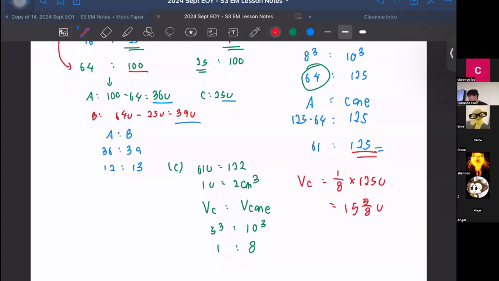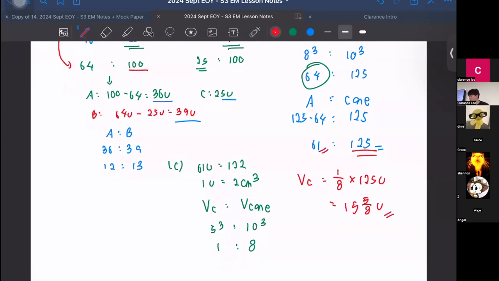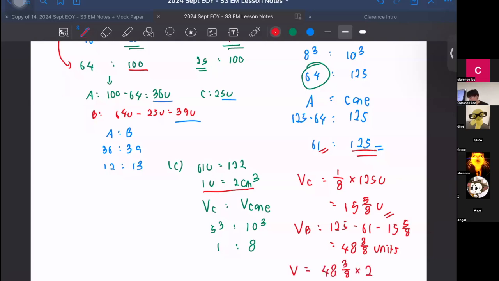So C is this, A is this, therefore the volume of B will be 125 minus 61 minus 15 whole 5 over 8 to give me 48 whole 3 over 8 units. And since I know that 1 unit is 2 cm cubed, my volume will just be 48 whole 3 over 8 times 2 to give me 96.75 cm cubed.